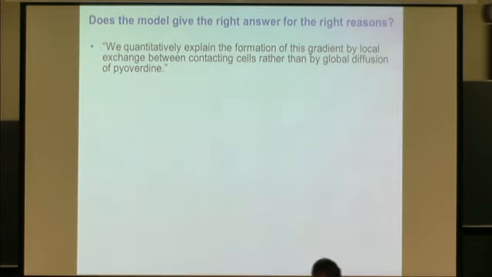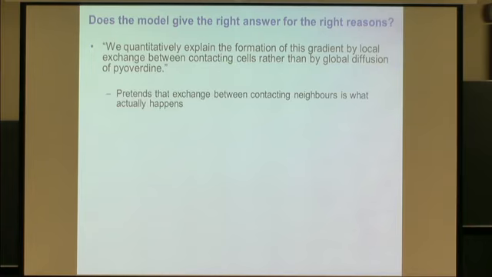So what they say in the abstract is we quantitatively explain the formation of this gradient by local exchange between contacting cells rather than by global diffusion of pyoverdin. Yes, you can explain this, but this model is then limited to a situation where cells actually have neighbors with which they can swap the pyoverdin, and it pretends that this is what actually happens.